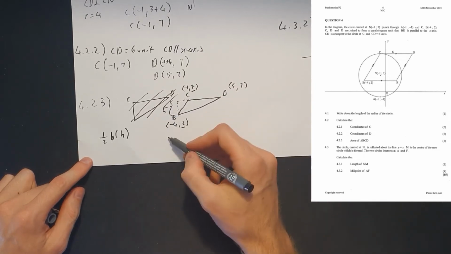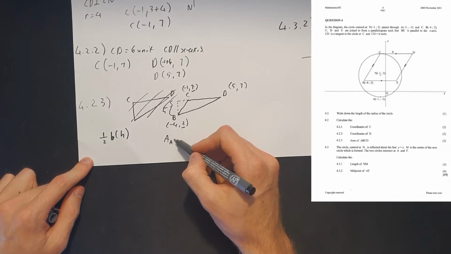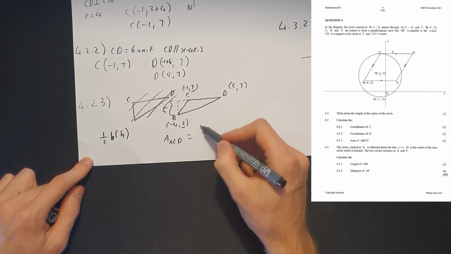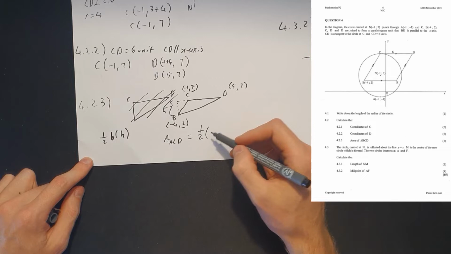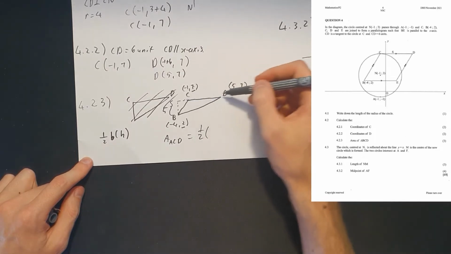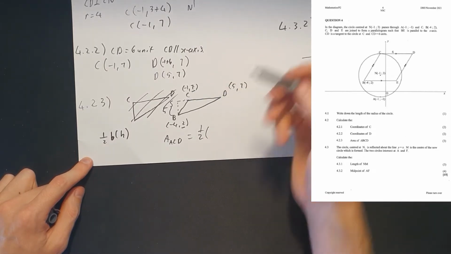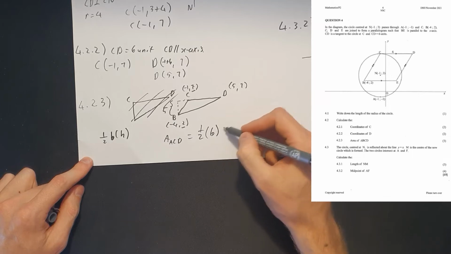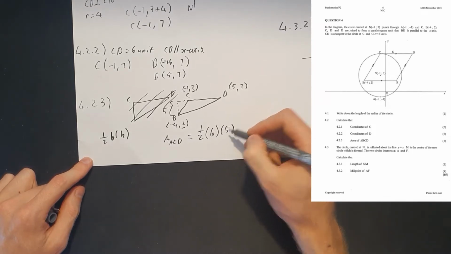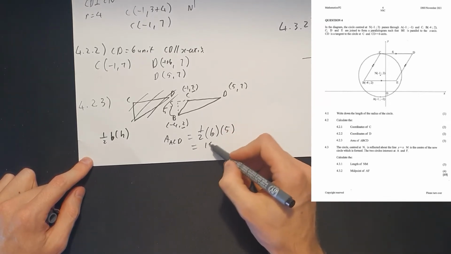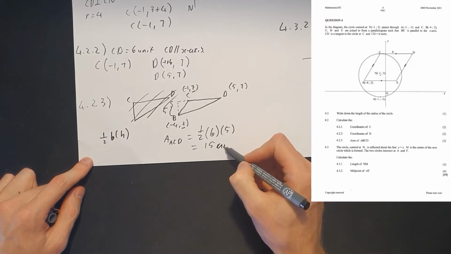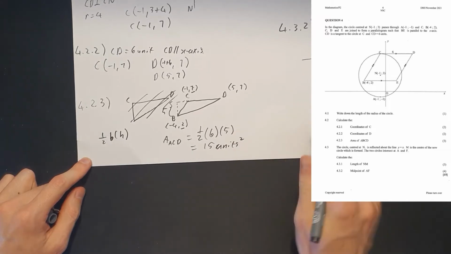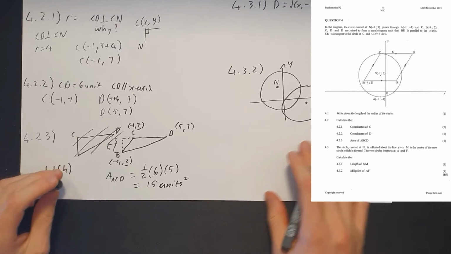So if we find the area of triangle BCD, it's going to be a half times my base. I'm going to use this top one up here, which is 6 units, that was given to us, multiplied by 5 as my height, which gives you 15 units squared. Remember, area is squared units.